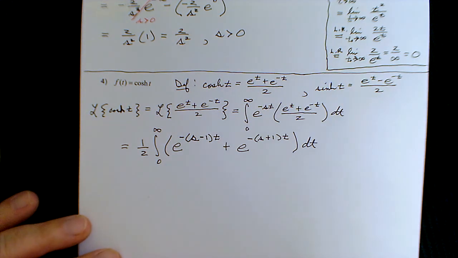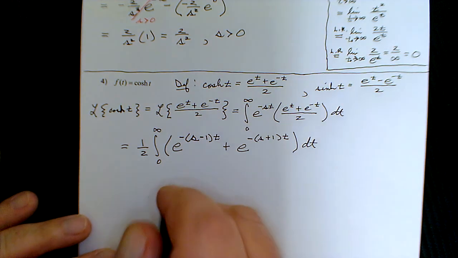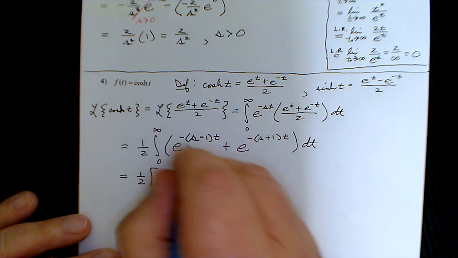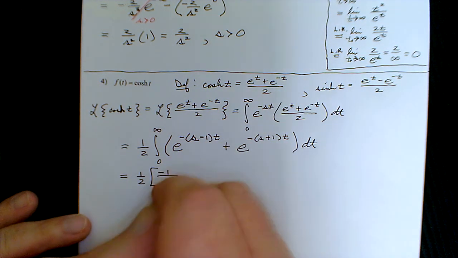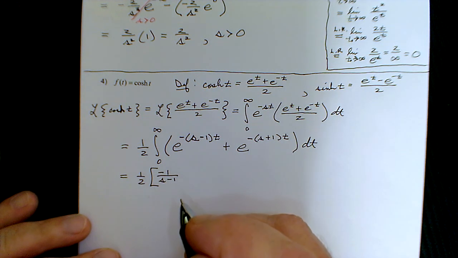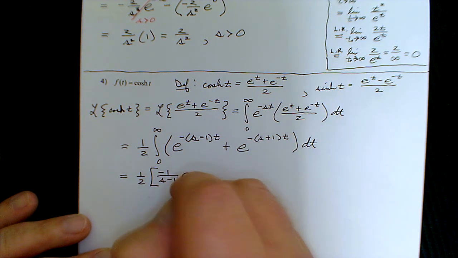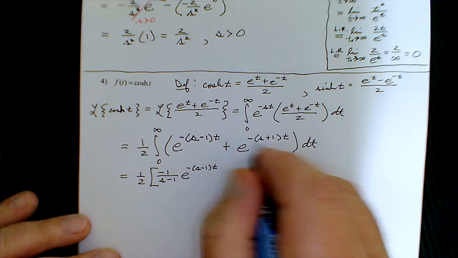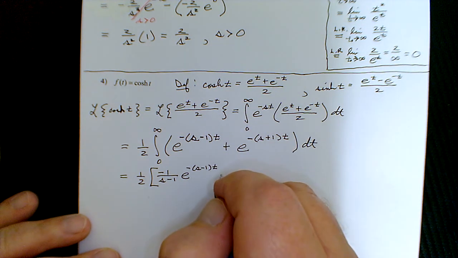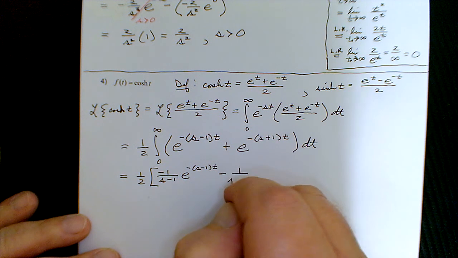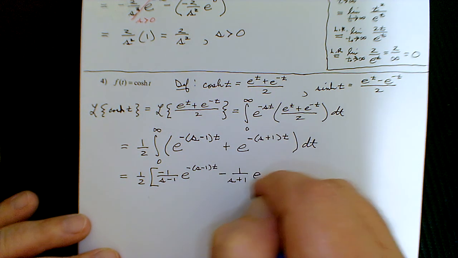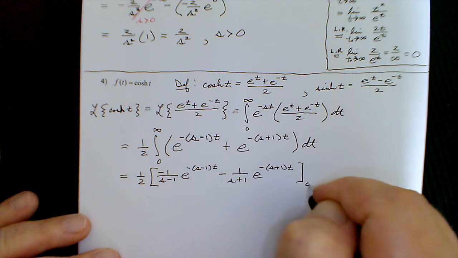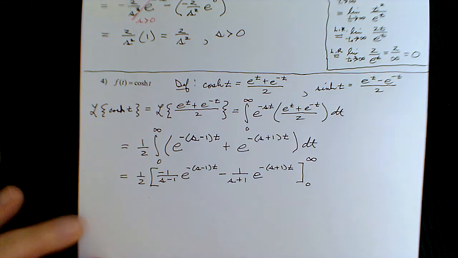And so at this point, it gives us 1/2, and now we can integrate. We get 1 over this coefficient, so I'm going to write negative 1 over s minus 1 times e to the negative s minus 1 times t. And then similarly here, 1 over this coefficient, so I'm going to write a negative 1 over s plus 1 times e to the negative s plus 1 times t. And that's all evaluated from 0 to infinity.